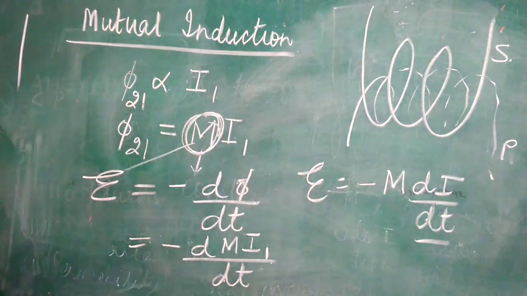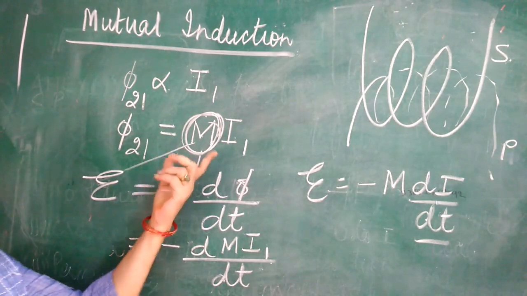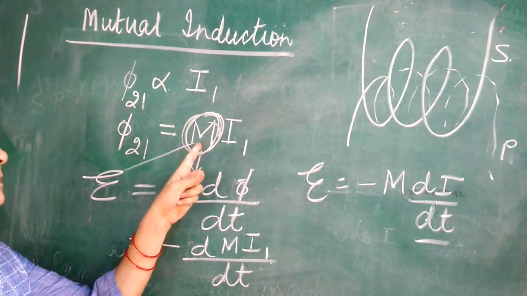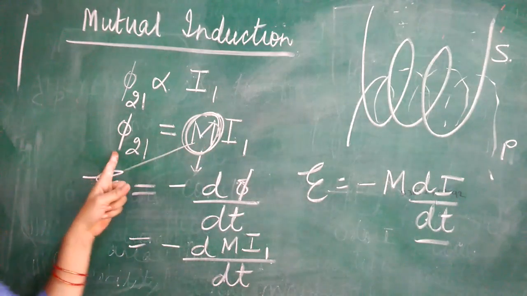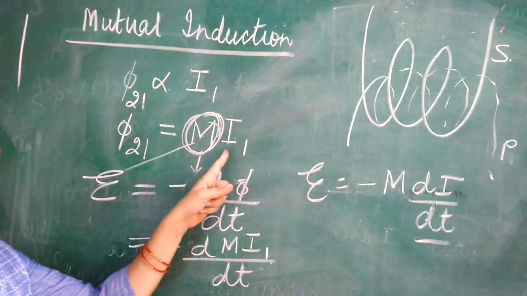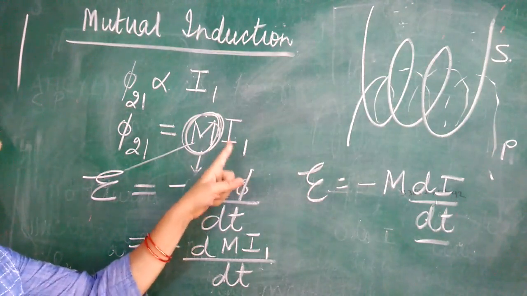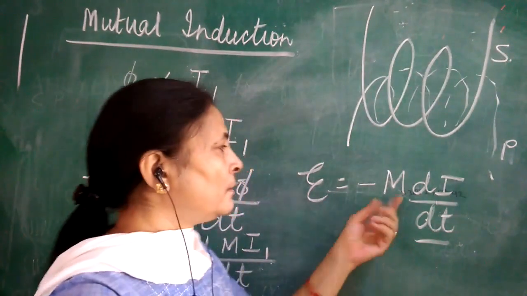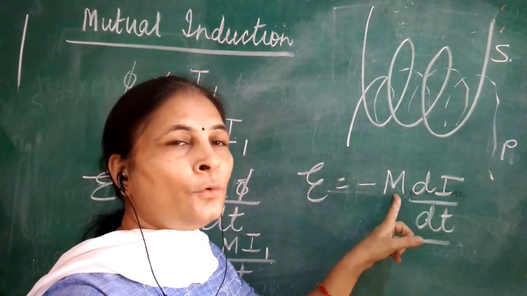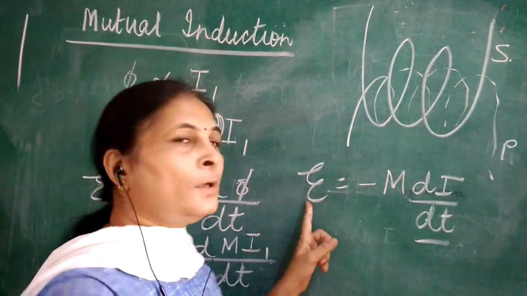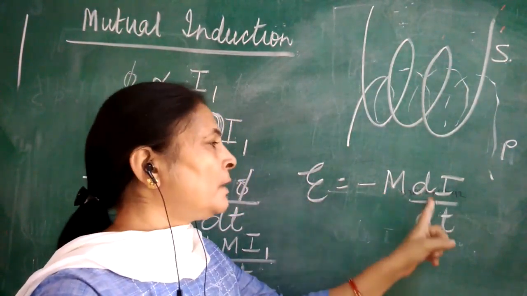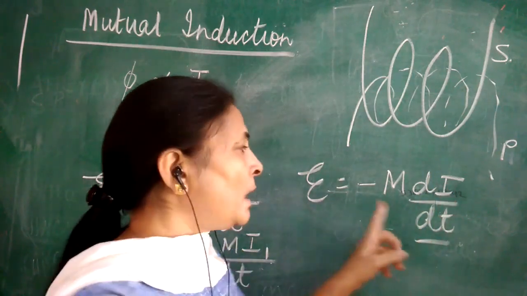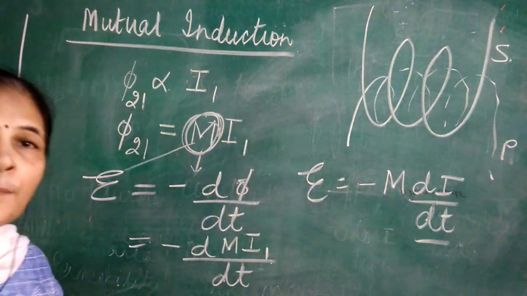Definition of M, exactly in the same manner as we did for L, from the same expression. Mutual inductance is equal to the induced EMF when the current through the primary coil is unity, or 1 ampere. If you want to define it from this expression, mutual inductance of two coils is numerically equal to the induced EMF when the rate of change of current is unity. As far as the unit is concerned, the unit is also the same, Henry.